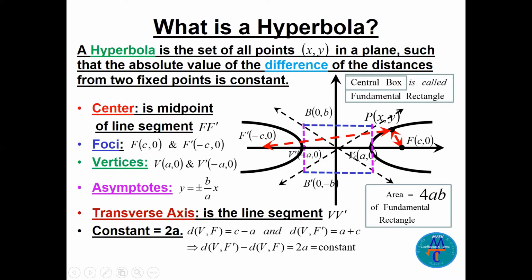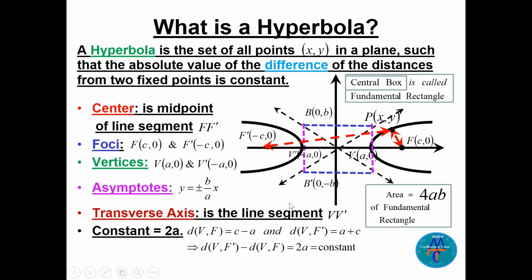The first vertex is V(A, 0). There is another vertex V prime (minus A, 0). So there are two vertices for the hyperbola. There are two foci. F(C, 0) is inside, and the other one is F prime (minus C, 0). The center is the midpoint of the line segment FF prime, also the midpoint of the line segment VV prime. Later I will explain asymptotes in a few minutes.